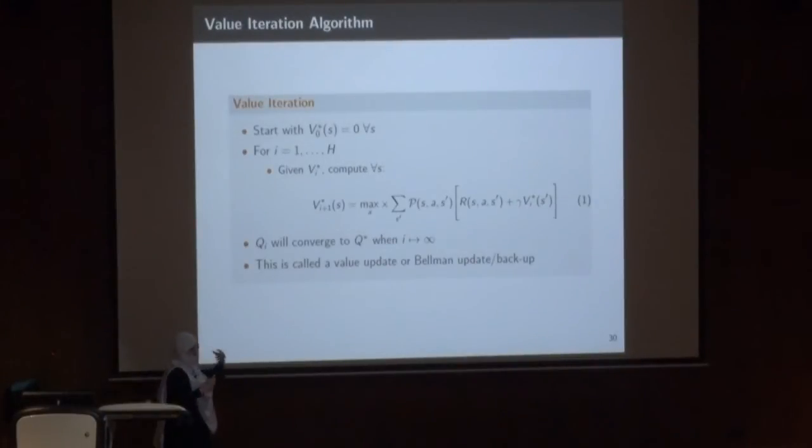The algorithm is called value iteration, which is one of the most basic, fundamental algorithms in reinforcement learning. I start with initializing the values of all the states to 0. At each iteration, I loop from 1 to H. I have the values at the previous iteration, and I compute the values at the next iteration. The formula is as follows. The value at iteration i plus 1 would be the maximum of a certain quantity, maximum over all possible actions in this state.